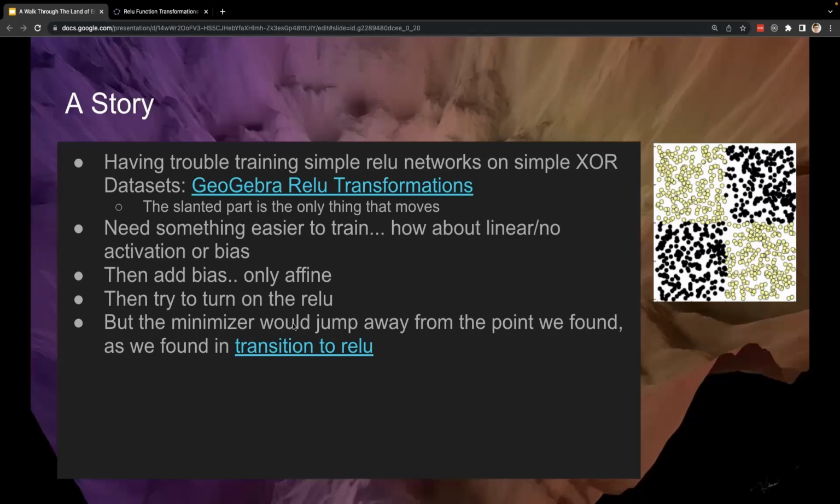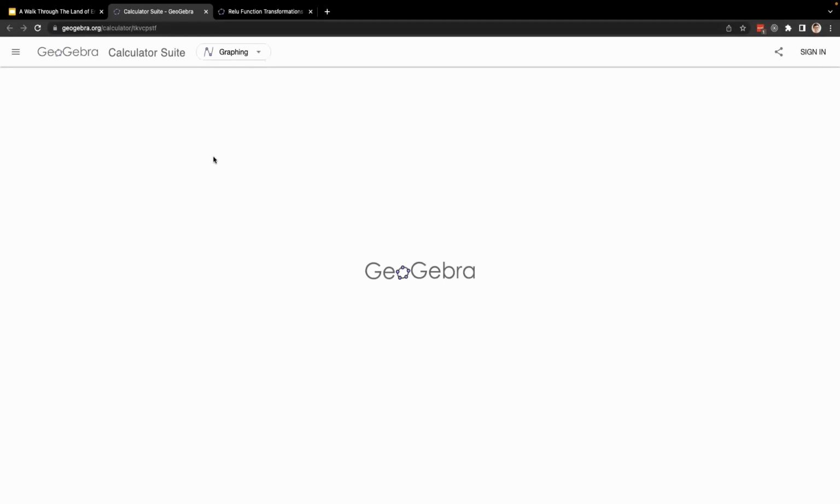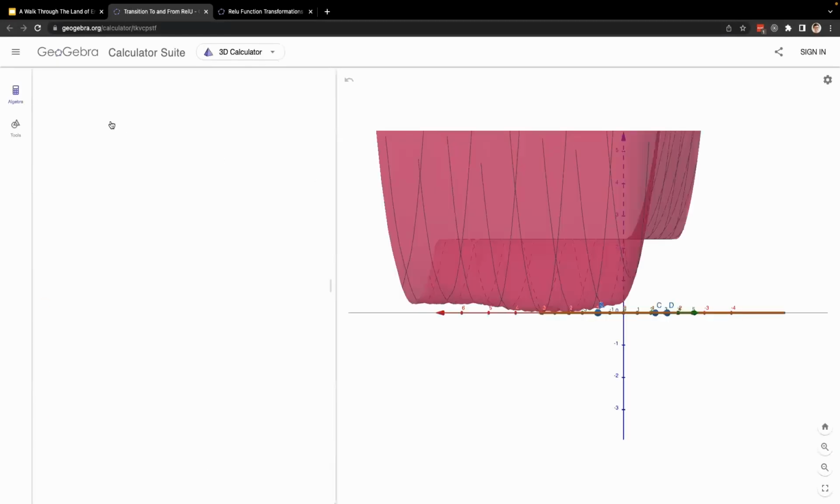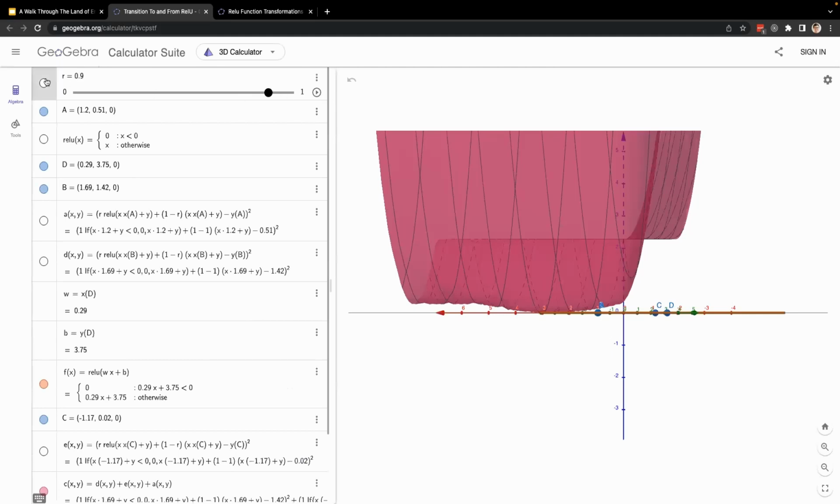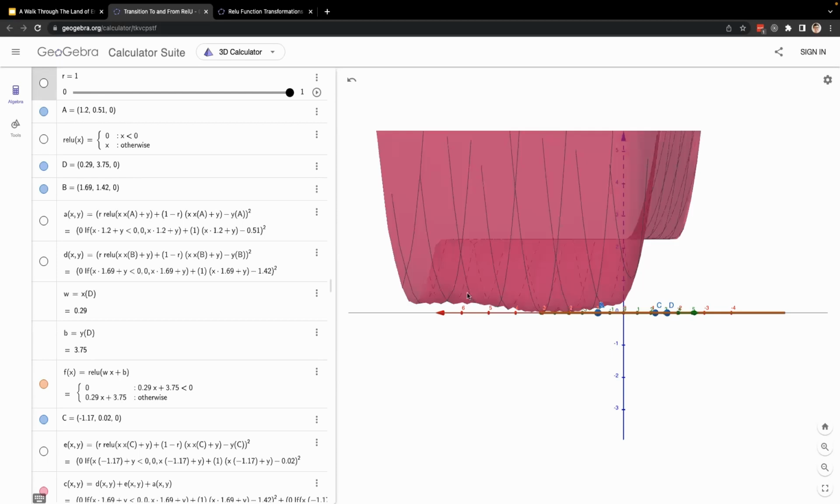But the problem is the minimizer would jump away from the point we found. And this was in one of the activities we did last week. So I'll show you what I'm talking about. Yep. So if we turn off the ReLU, right now this is just a linear function, or maybe it's affine. But in any case, if you find the min of this, which is easy to do, it would be right here, right? But now if we turn on the ReLU, all of a sudden the min jumps over here, right? So we can't just turn it on and off because the optimization point, that argmin, totally moves, right?